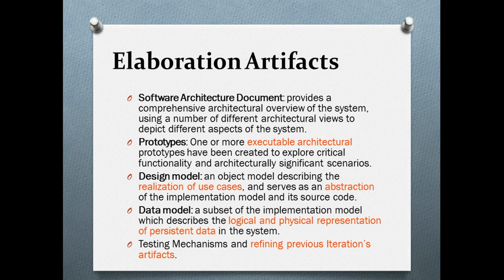So we try to look into the class diagrams and all these things. It is more technical, and technical people look after it, and the business analysts need to work in conjunction with the technical architects. We have to approve all these things as well. So data models and testing mechanisms, and refining the previous iterations' artifacts basically. So that's what other artifacts we have in the elaboration phase.